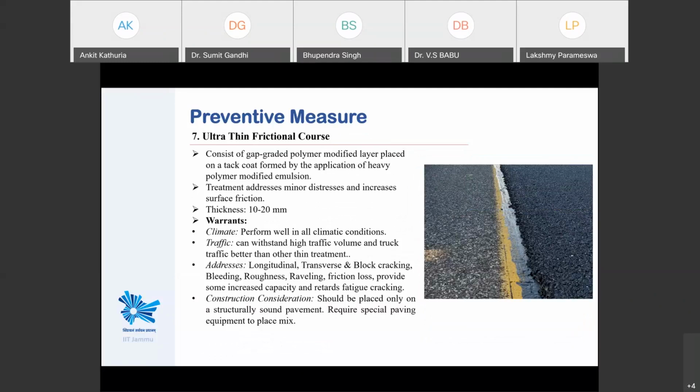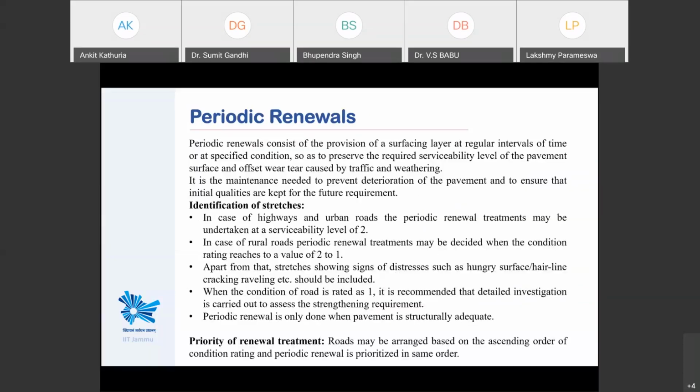So the details I have already mentioned, but due to time, I'm not explaining them in detail. These preventive measures are very, very effective if taken at the right time. Right time means before the condition rating drops to 2. So I will just borrow one last minute to complete my 2 slides.